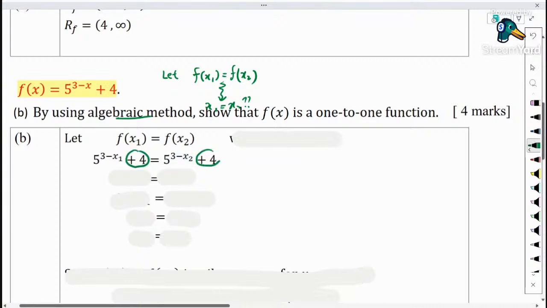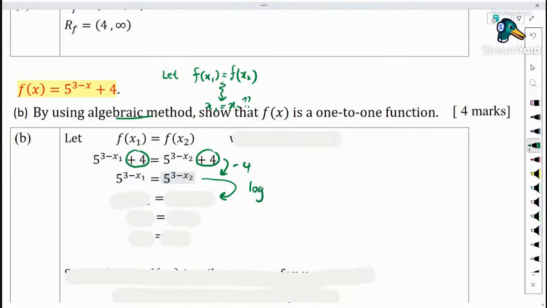Simplify the constant plus 4 on both sides, where we minus 4 on both sides. We let the exponent 5 to the power of 3 minus x1 equal 5 to the power of 3 minus x2. Then next, I would like to insert log to the base 5 on both sides.